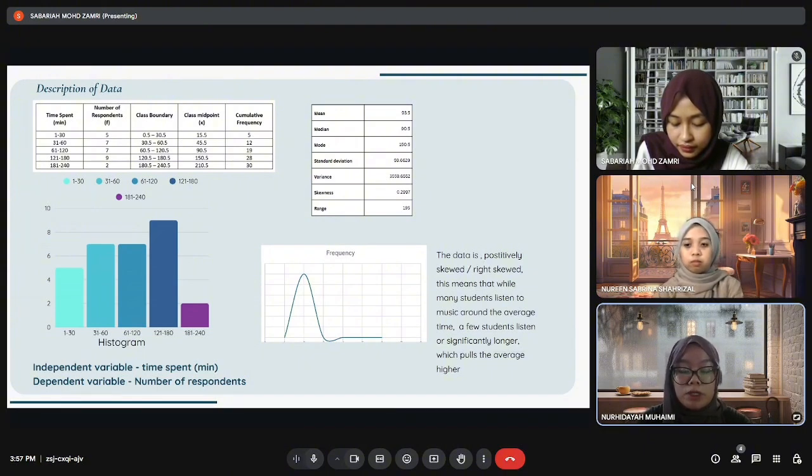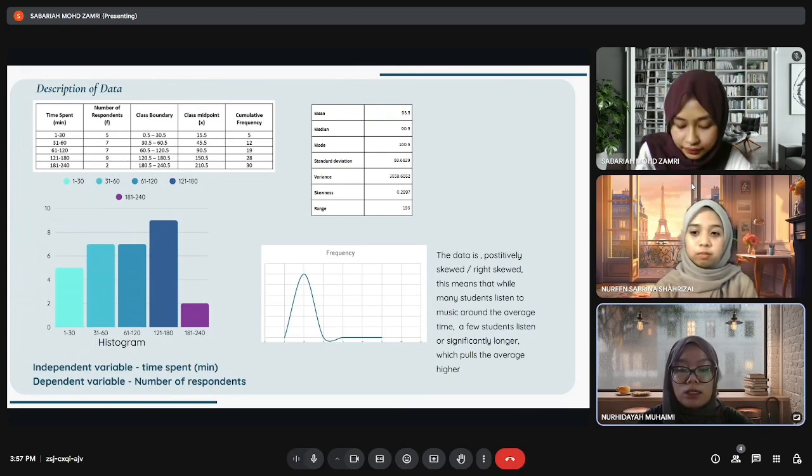The tallest bar represents 121 to 180 minutes, meaning most students listen to music for 2 to 3 hours a day. And the smallest bar is for 181 to 240 minutes, which shows very few students listen for more than 3 hours. In the summary table, the mean listening time is about 93.5 minutes, which is around 1.5 hours, the median is 90.5 minutes, and the mode is 150.5 minutes, meaning that the most common time is in the 2 to 3 hours range.